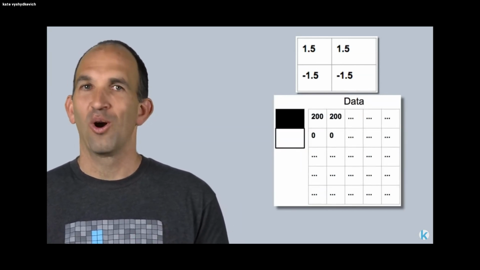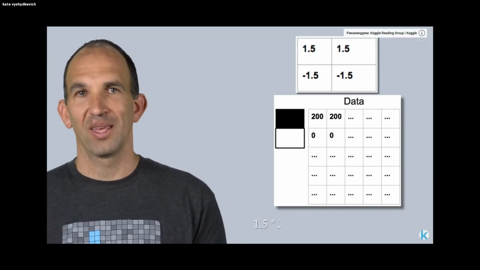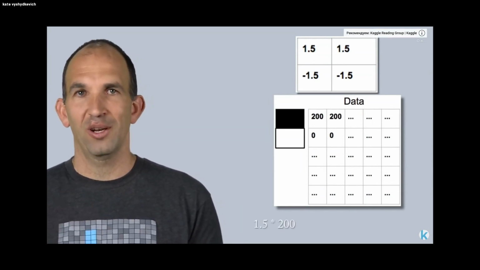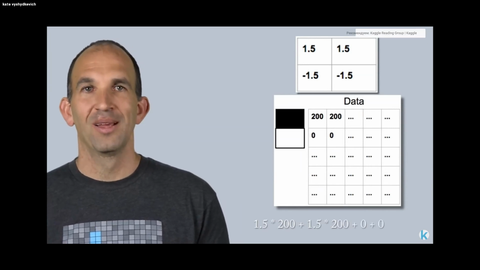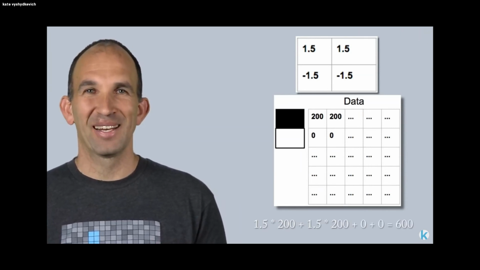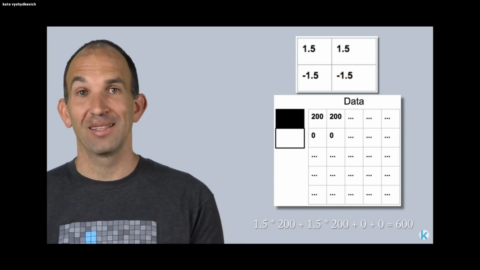In other words, over a horizontal line. We do the multiplication and the addition. We get 1.5 times 200 plus 1.5 times 200 plus 0 plus 0. This time, we really did get a big number. So this convolution really does work at detecting horizontal lines.